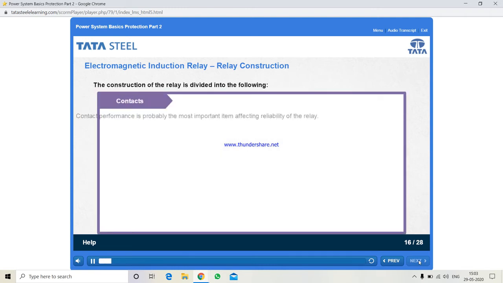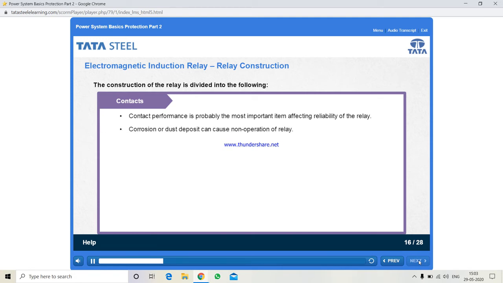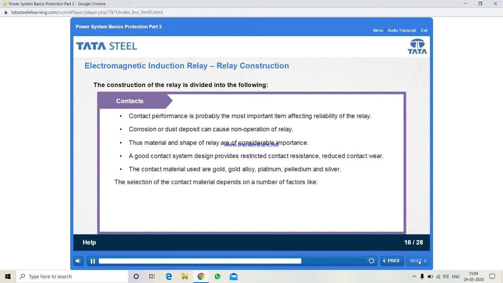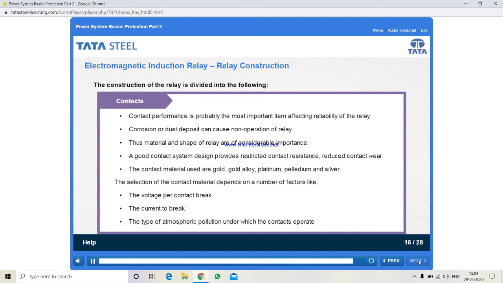Contacts. Contact performance is probably the most important item affecting reliability of the relay. Corrosion or dust deposit can cause non-operation of the relay. Thus, material and shape of the contacts are of considerable importance. A good contact system design provides restricted contact resistance and reduced contact wear. The contact materials used are gold alloy, platinum, palladium, and silver. The selection of the contact material depends on a number of factors like the voltage per contact rate, the current to break, and the type of atmospheric conditions under which the contacts operate.